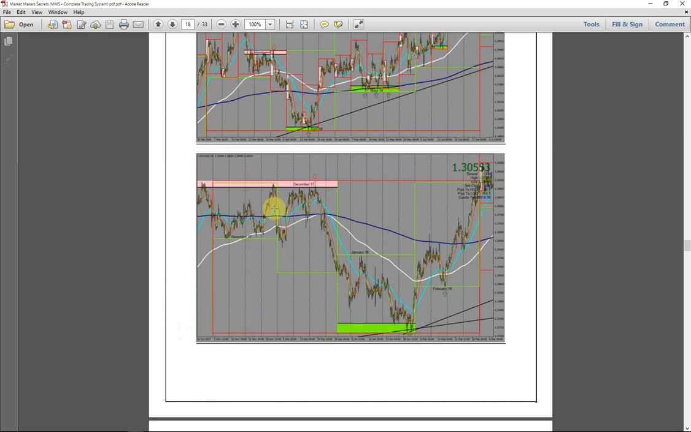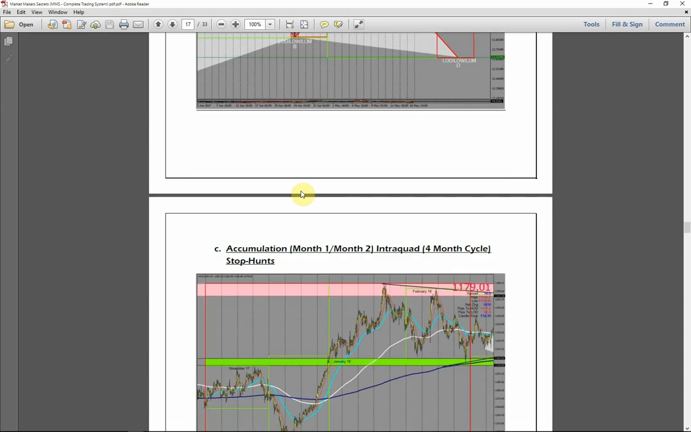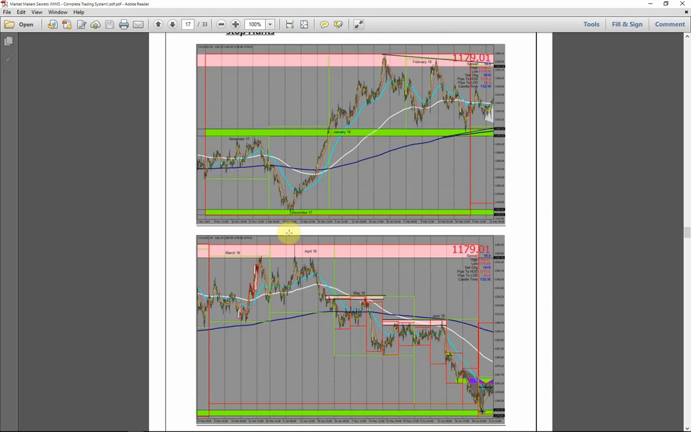November 2017 accumulation, December 2017. Everyone that had bought that sold here and here, they got stopped out with this pin here. They got stopped out because this was the intra-quad stop hunt and then long sustain run. And then January 2018 price reversal. Look at it. This was gold.